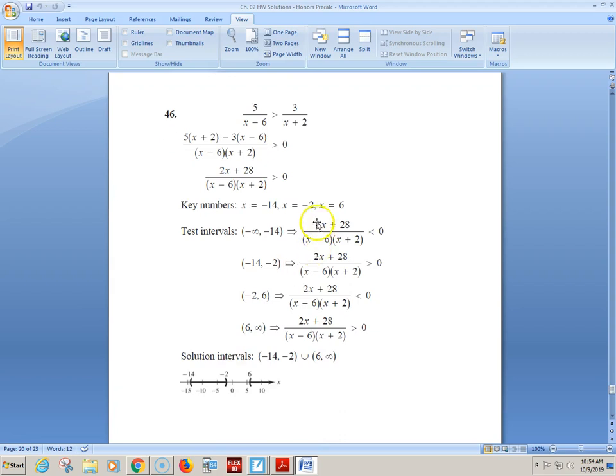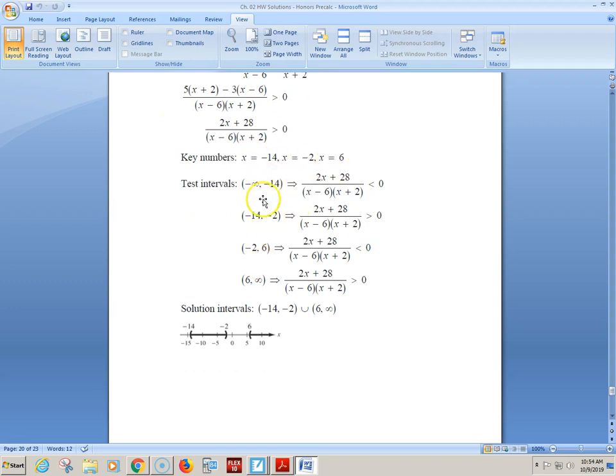Number 46, your key numbers were the denominators, 6 and -2. But you also would have needed to find -14, which you could have just solved, or they did this crazy common denominator work, which also worked. But you could have also done cross multiplication, moved everything to one side. You would have also found the -14. Those are your 3 key numbers, and if you guys can tell, they did like the chart method where they split it up into all the different intervals. And the true ones were these 2 here at the bottom.